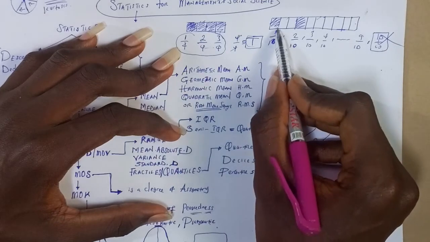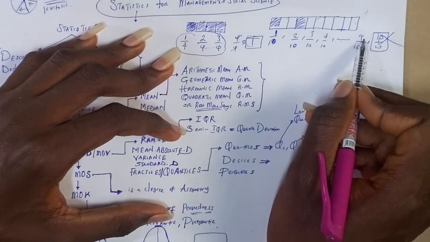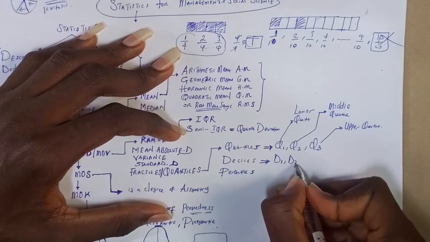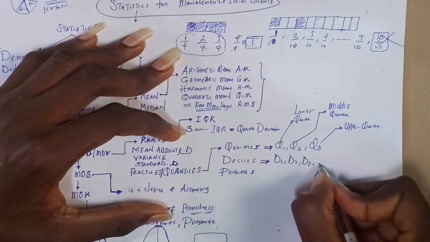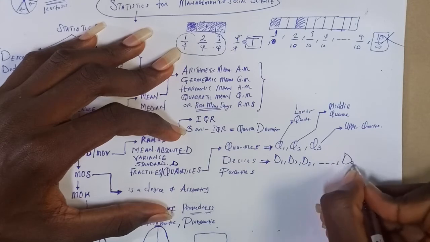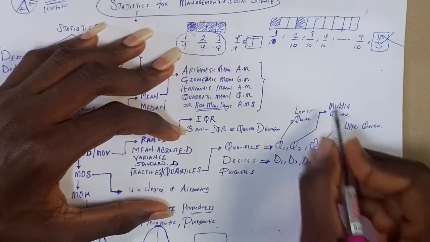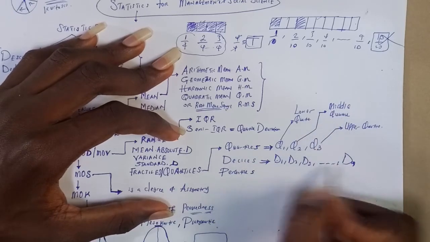Yeah, D1 is 1 over 10 and D9 is what? So that means deciles, you can only have D1, D2, D3, up to what? D9. So this is the lower decile and this is the upper decile. So what is the middle decile? That's D5. Take note of that.